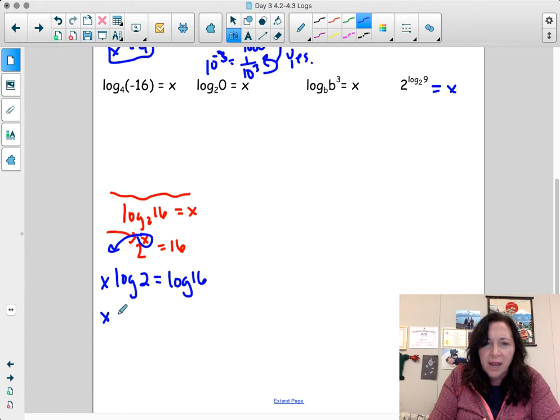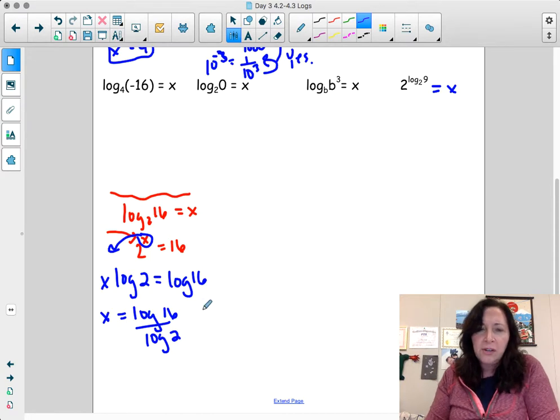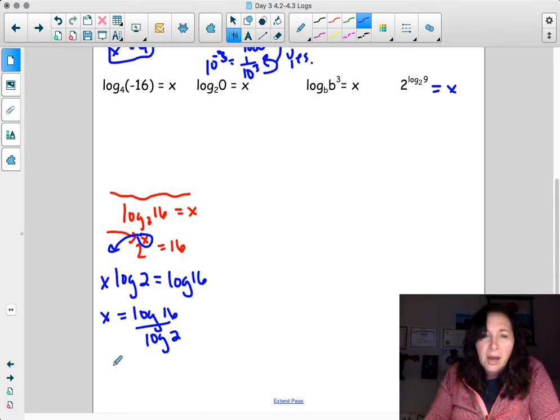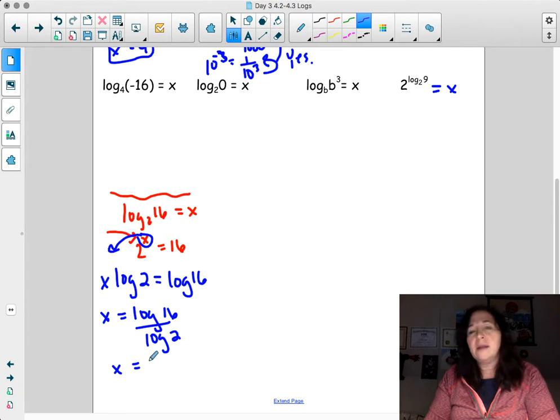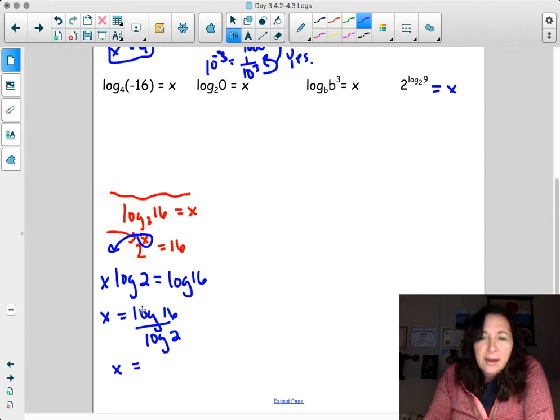And of course, x is equal to log 16 divided by log 2. Now, there's a couple of things I want to talk about right here. Number one, you never ever divide the logarithm, the logs. You can't ever divide that. Don't do that. That's completely wrong.